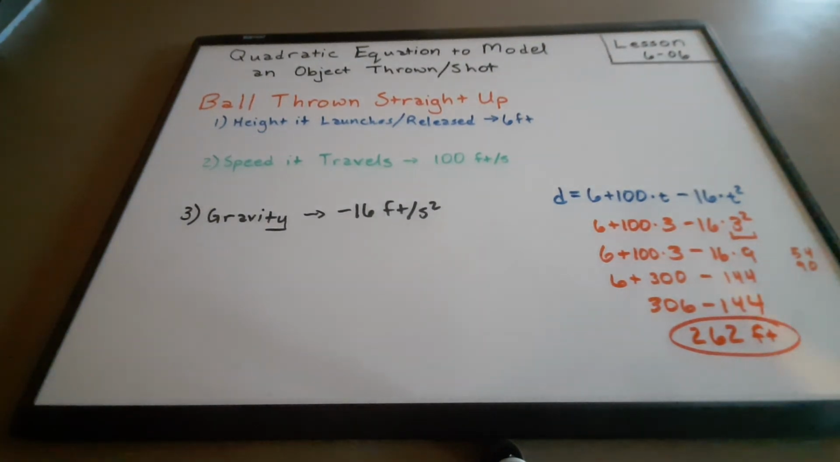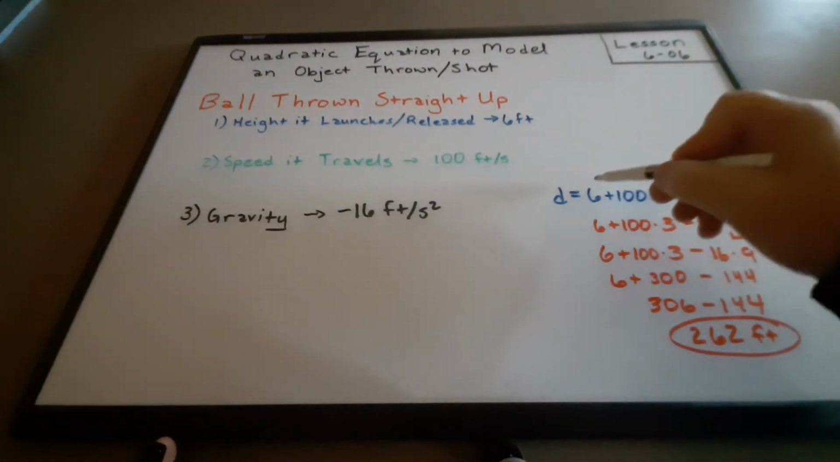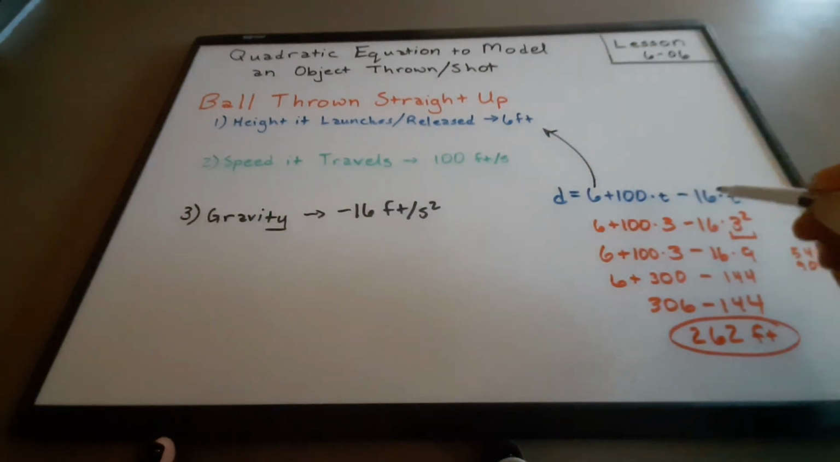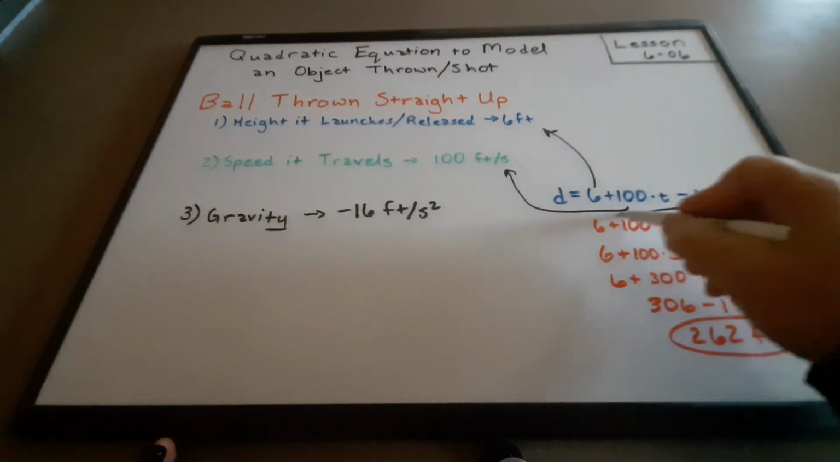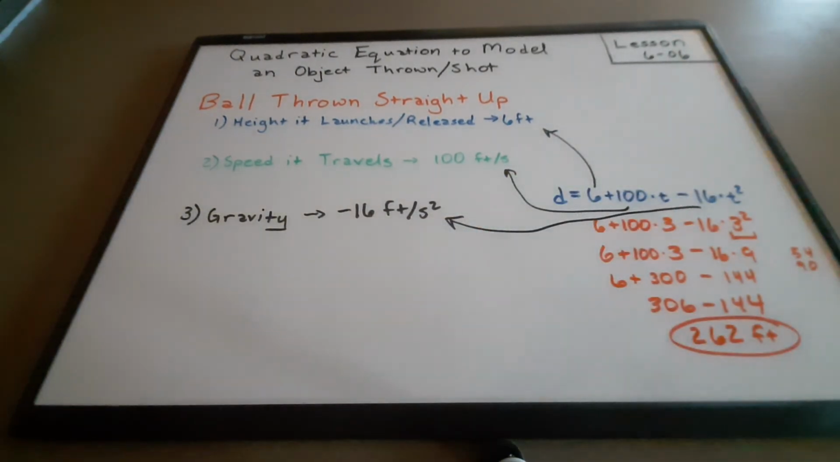Notice as we model, we have our start, we have our slope or speed, and we have gravity.